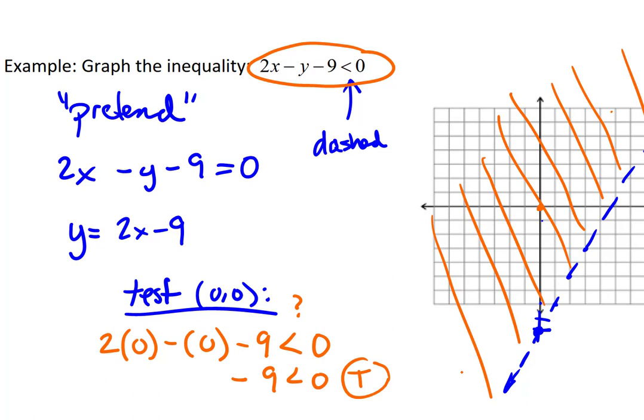So really one test point is enough to know which side to shade on, because it either turns out true or false, and that tells you which side of the line to shade if you only have two sides, right? Or even a curve would work the same way. All right, so there's our inequality, and it's graphed completely with the dashed line and the shaded side of the graph. So really the picture is our solution to this.